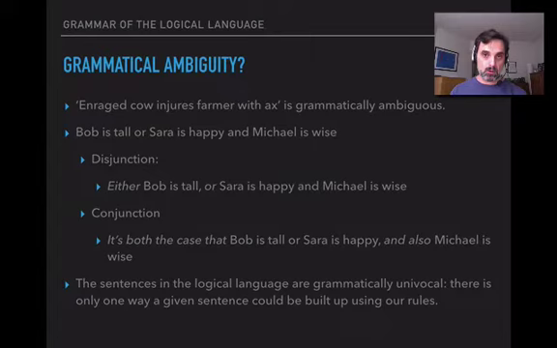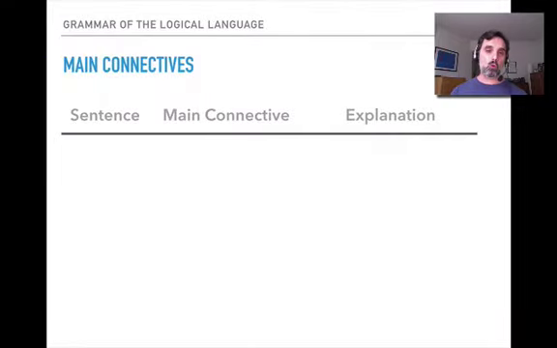So we don't want grammatical ambiguity in our language. We want our sentences to have only one reading. And that means there's only one way they can be built up using the rules, and we need parentheses for that. Okay, now, we're going to have this notion in analyzing our sentences of a main connective. What makes our sentences not ambiguous is that each sentence has only one main connective.